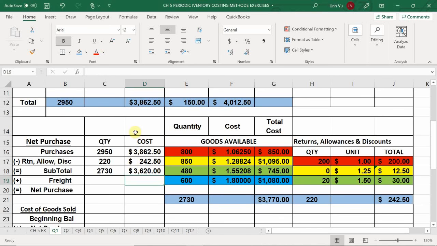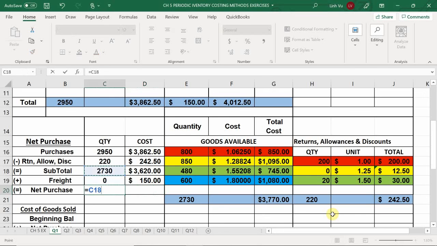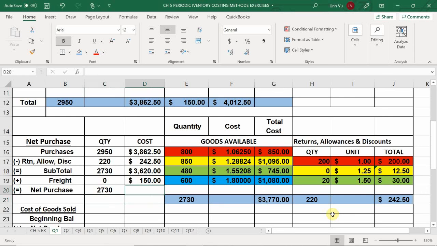Once again, this is just the purchase price. We need to include that freight, which increases our total cost. So this is where we now have total net purchases of 2,750 units at a grand total of $3,770, which is right here.